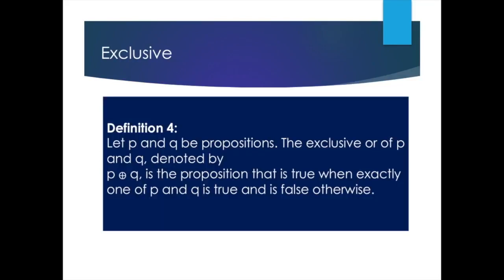To define this now, if you have P and Q, both propositions, the exclusive OR of P and Q, denoted by the symbol, is the proposition that is true when exactly one of P and Q is true and is false otherwise.